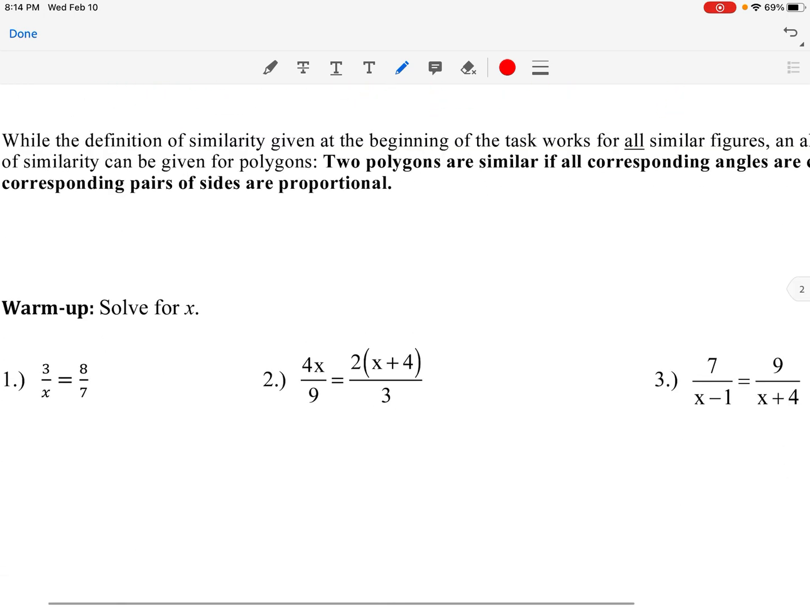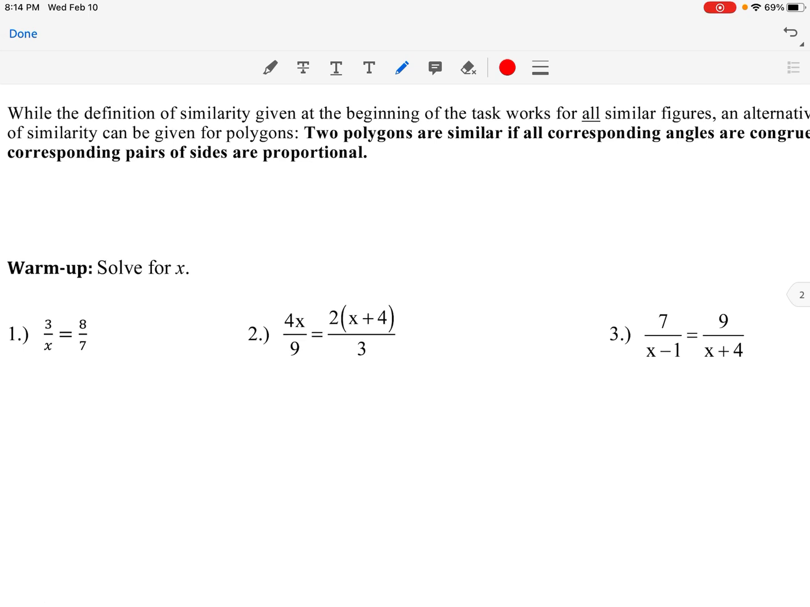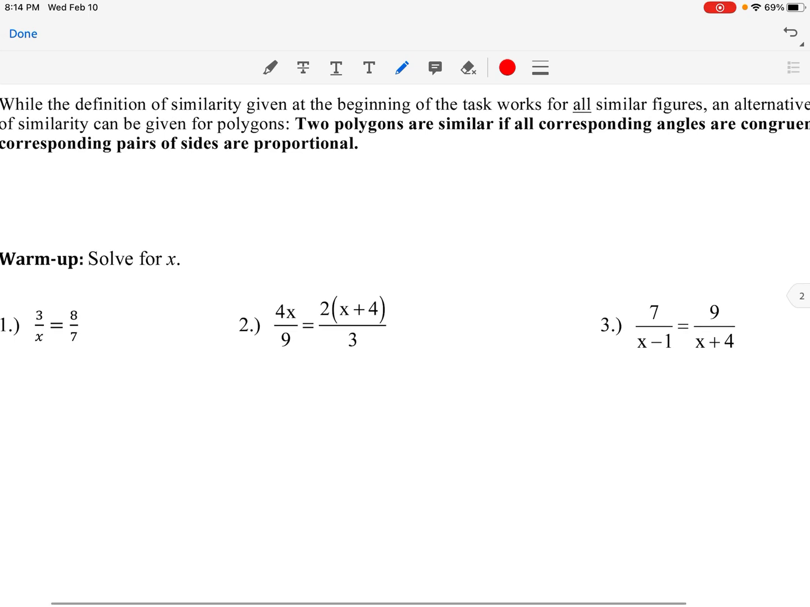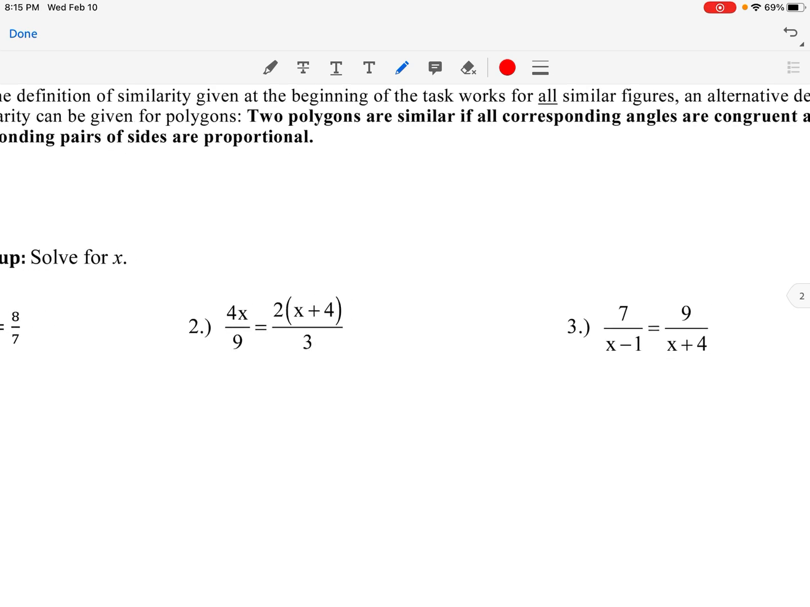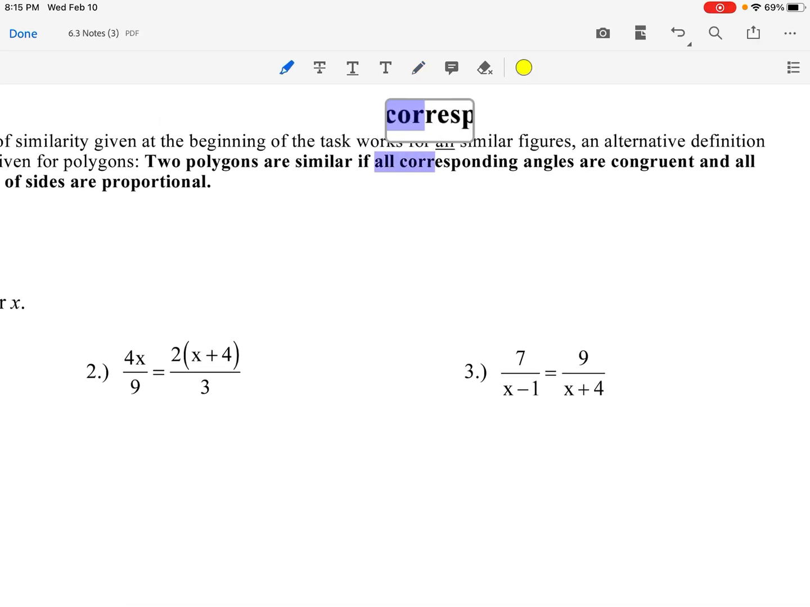Okay, so on to the next page. We talked about 2 different things: angles and sides. This is important. When you look at 2 polygons that are similar, trying to decide if they're similar, we can say that they are similar if all corresponding angles are congruent. So the angles are the first thing that we need to look at.